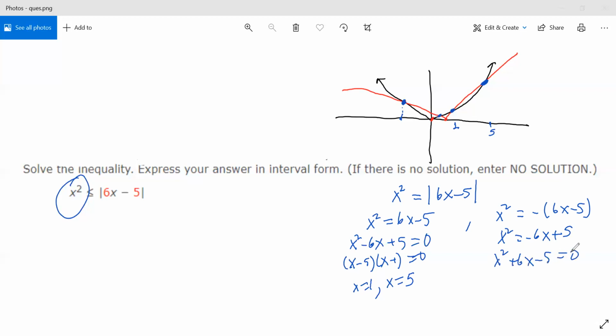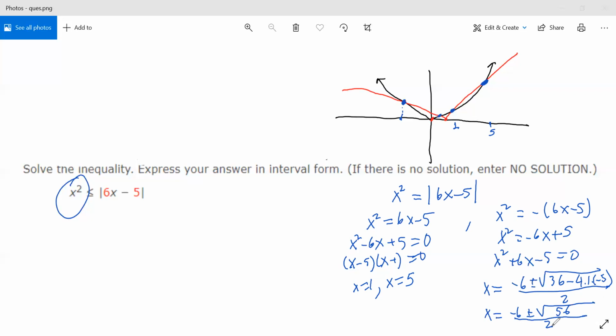And this is not factorable, so we'd have to use the quadratic formula, which is negative b plus or minus the square root of b squared minus 4ac, divided by 2a. So I'm going to use that, which is negative 6 plus or minus the square root of 6 squared, which is 36, minus 4 times 1 times negative 5, divided by 2. That is negative 6 plus or minus, this is 36 plus 20, which is the square root of 56, divided by 2. This can also be simplified.